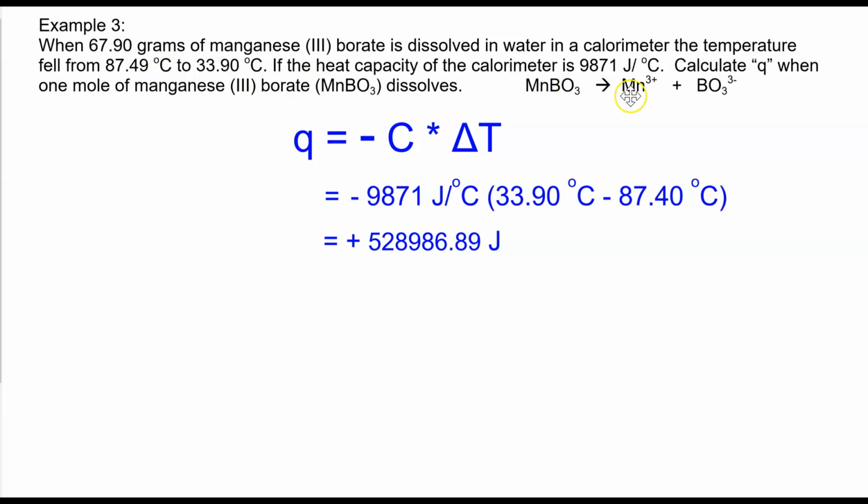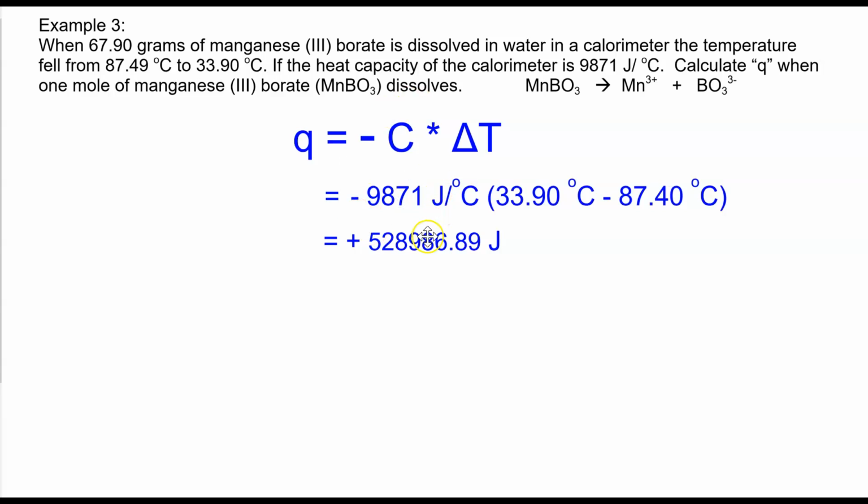So here's the heat capacity. It's right here in our word problem. The negative comes from this, and then we're going to take your final temperature minus your initial temperature, end minus beginning. When we do all this math and crank it out, we get this value as a positive value. Now, this problem asks us to calculate Q, but for what? Well, it asks us to calculate Q for 1 mole of manganese borate when it dissolves.